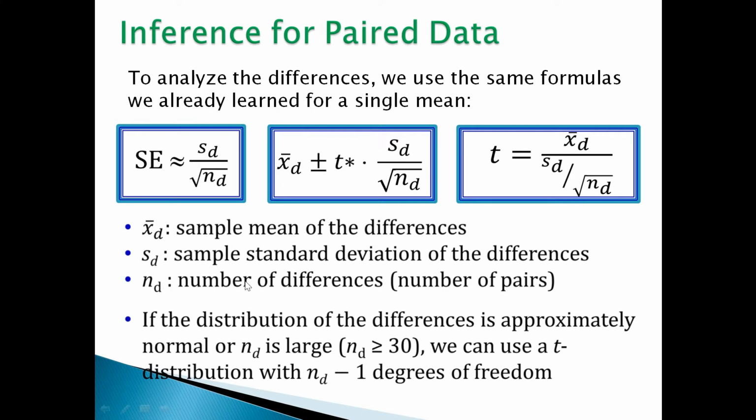And since we are only studying the paired data based on differences in means, we will be using a t-distribution rather than the normal distribution. So we will keep the same criteria, meaning our sample, or the number of pairs, needs to be larger than 30. And we will use the degree of freedom as ND minus 1. So let's see an example.